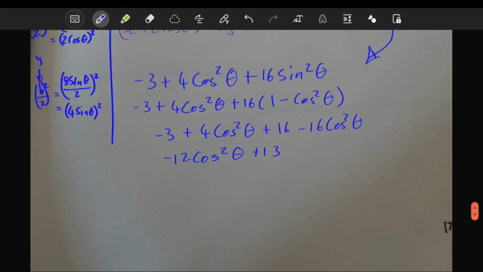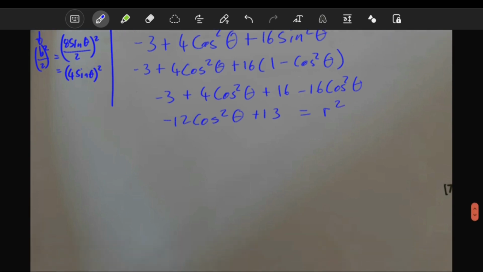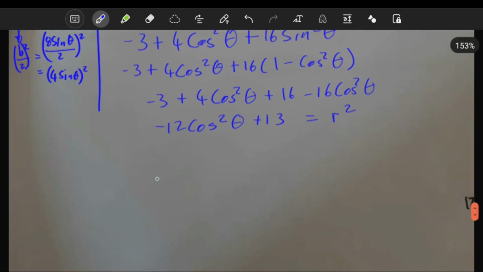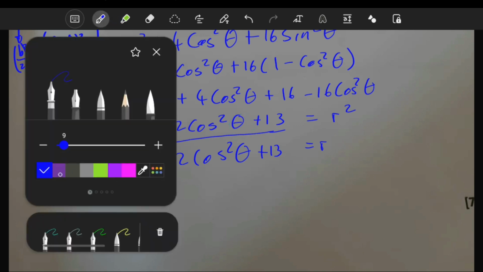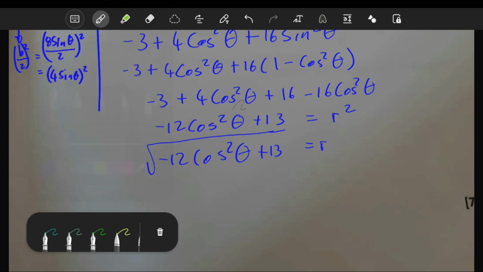So here we know that this is equal to r squared, of which the square root of both sides is going to be the square root of negative 12 cos squared theta plus 13, which is equal to r. Now comes the question, how does this show that the radius can never go above square root of 13? The idea is you just need to work with the cos part.